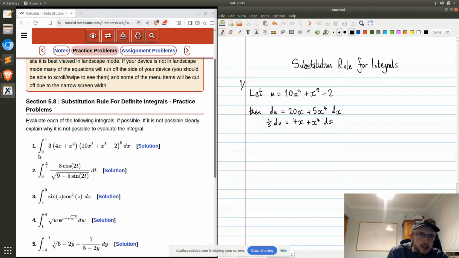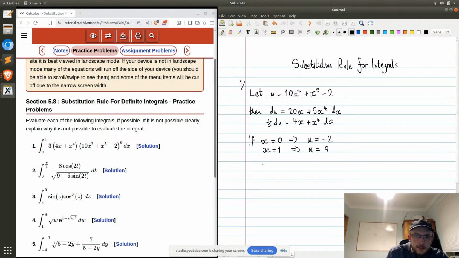Now here it's saying x equals 0 and x equals 1, right? So if x is equal to 0, then u, if I just plug it in, is equal to -2. And if x is equal to 1, again if I just plug it in, is equal to 10 plus 1 minus 2, so 9.